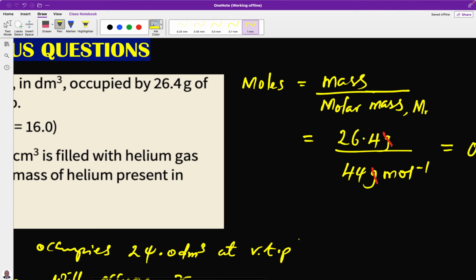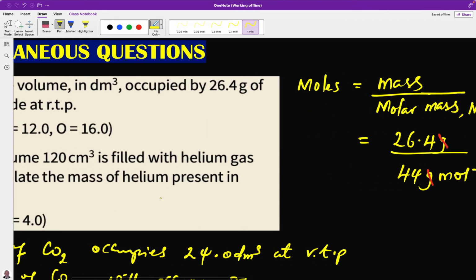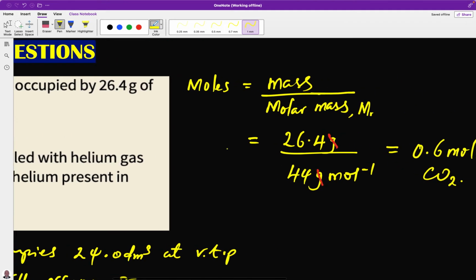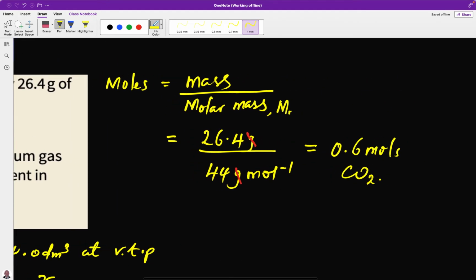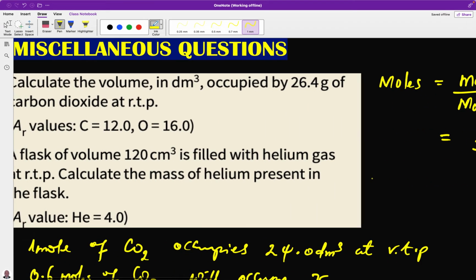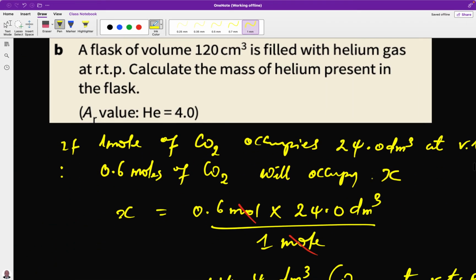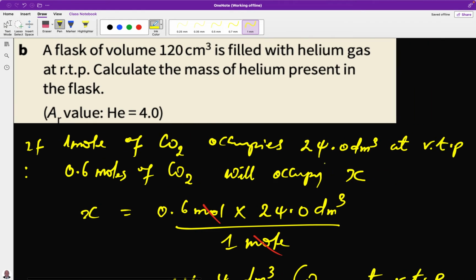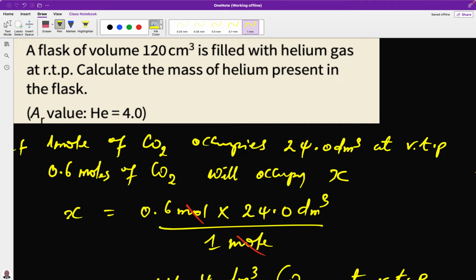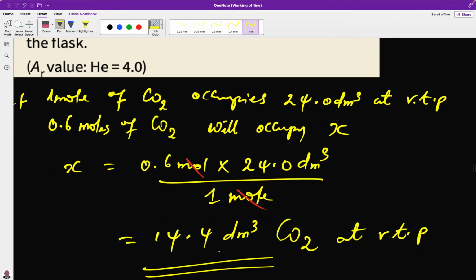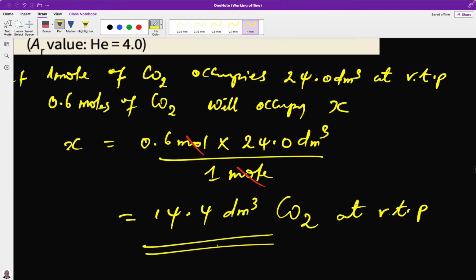That is why, using this information here, we have been given the mass, and we have been given the relative atomic masses. So the only thing is to calculate the number of moles of carbon dioxide. After getting the number of moles, we went further and related it. If 1 mole of carbon dioxide occupies 24 dm cube at room temperature and pressure, therefore the 0.6 moles of carbon dioxide that we have calculated will occupy X, and our X now is 14.4 dm cube of carbon dioxide at room temperature and pressure.